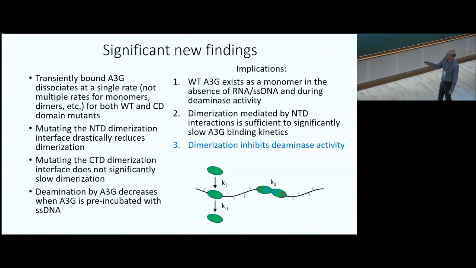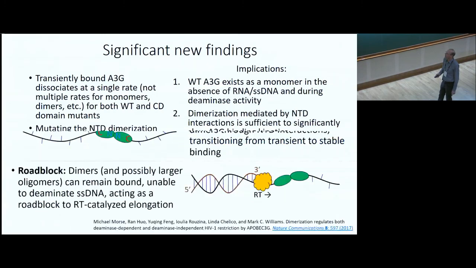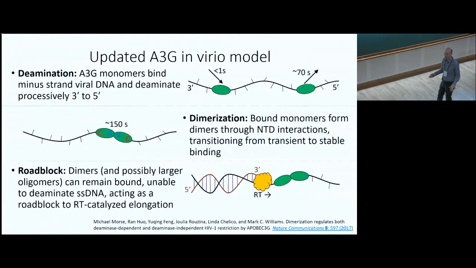Dimerization mediated by the N-terminal domain is sufficient to significantly slow the binding kinetics and to inhibit, and that dimerization inhibits the deaminase activity. So what does that mean about the moving along these tracks of DNA? So what happens in the virus? So again, in the virus there are 10 of these, but if you can form a roadblock with just 2 molecules, that's obviously much more significant than if you need 1,000 of them, because if you need 1,000 of them, it's not going to work. But if you only need 2, that can happen in the virus. In fact, 5 of them can occur in the virus.